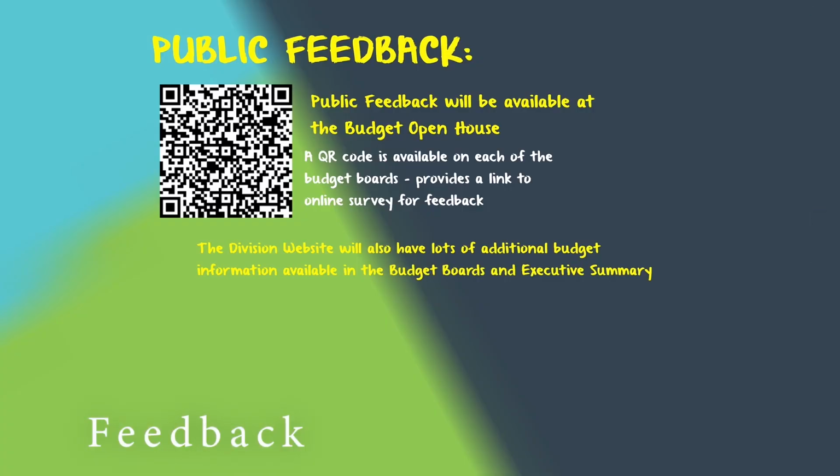As part of our budget process, we are looking for public feedback on the budget. We have a quick online form that includes some ratings on the budget and additional comment areas if you'd like to provide more detailed feedback. This form will be available through the QR codes within the budget boards, and a link will be provided on the website. Please note that on our website, within the financial reporting section, includes a lot of additional budget information such as executive summaries and large budget boards that will also have a lot of additional budget information available for you.